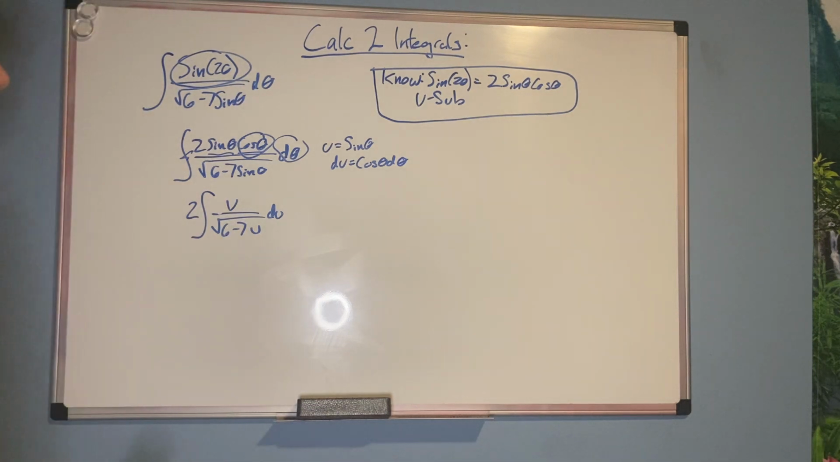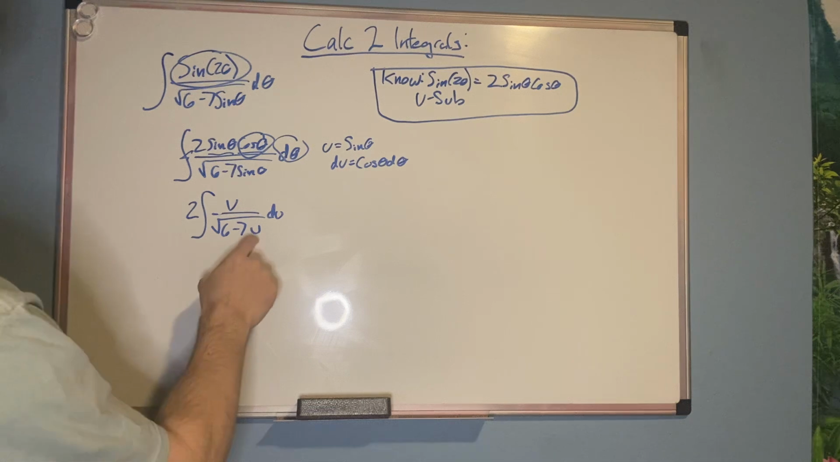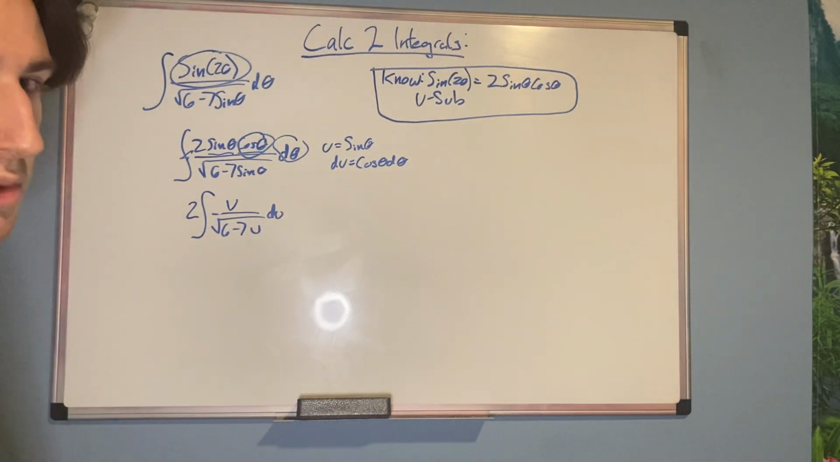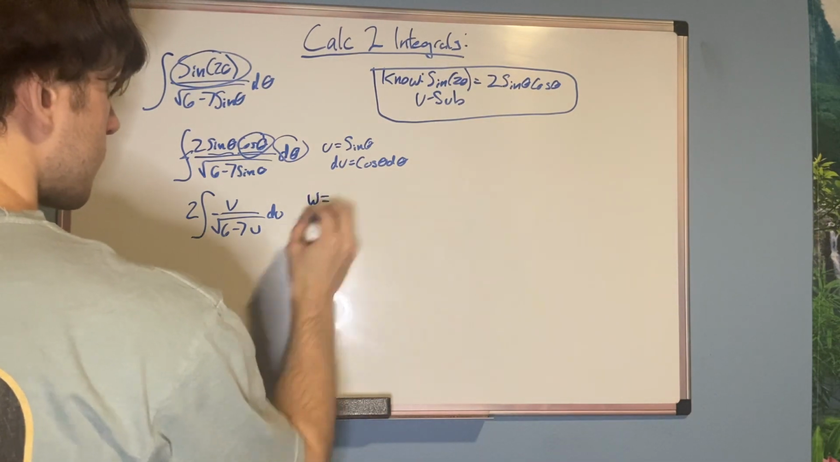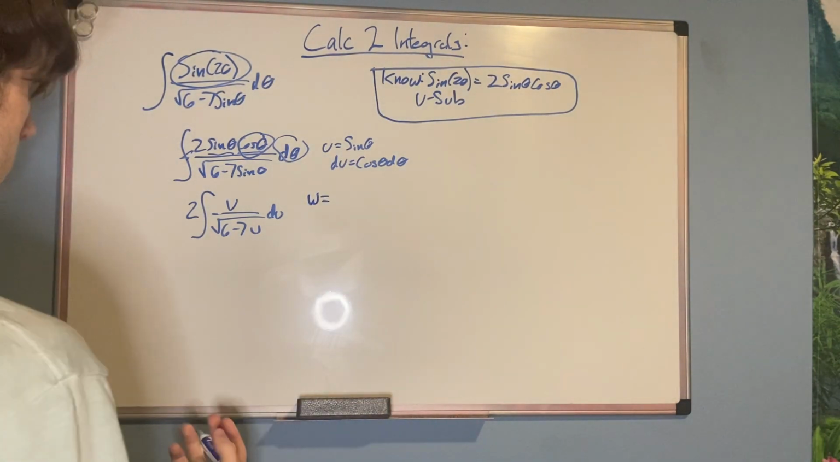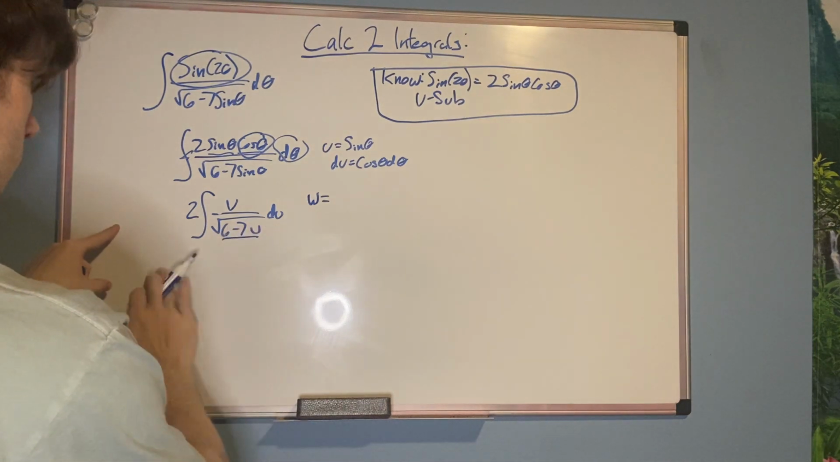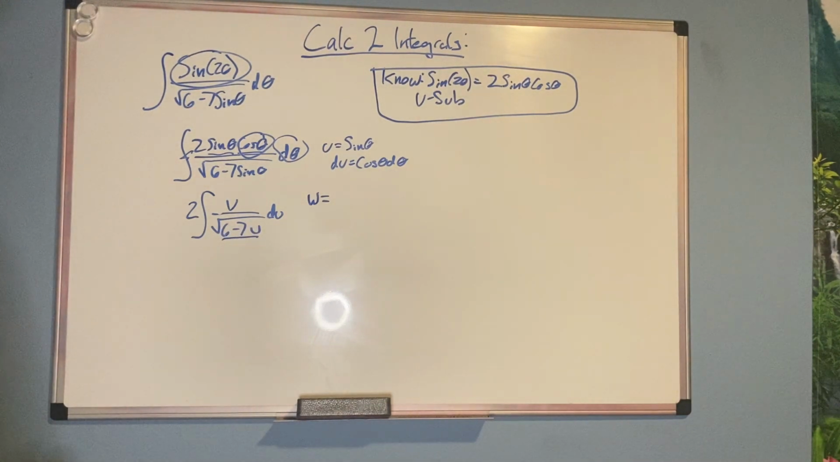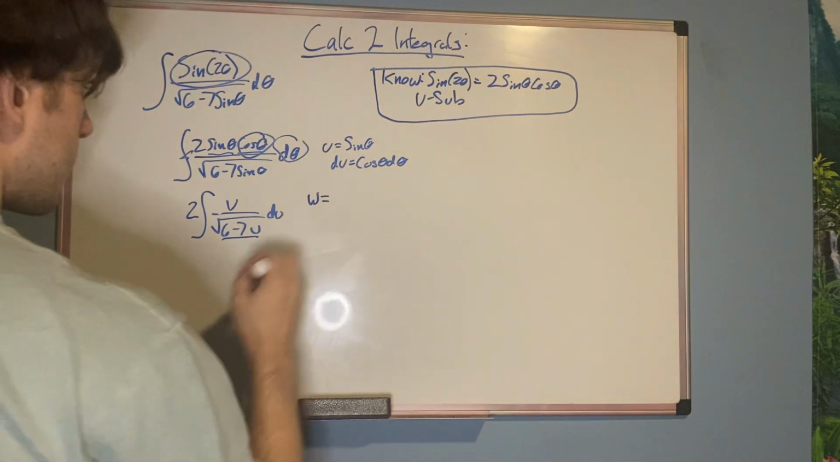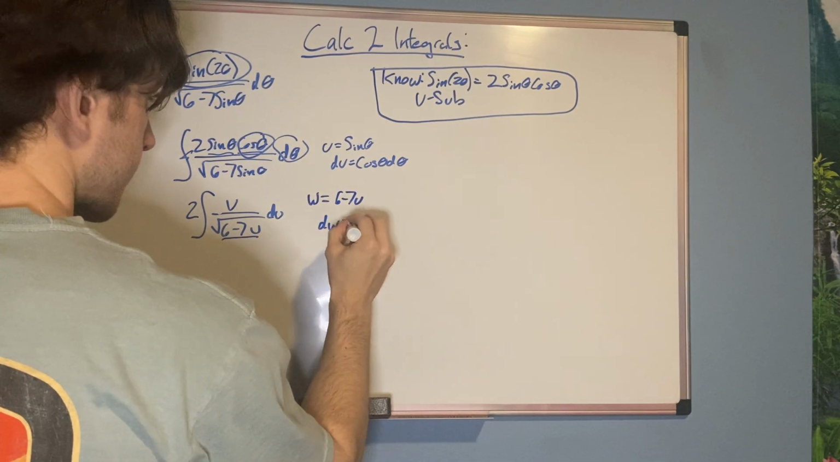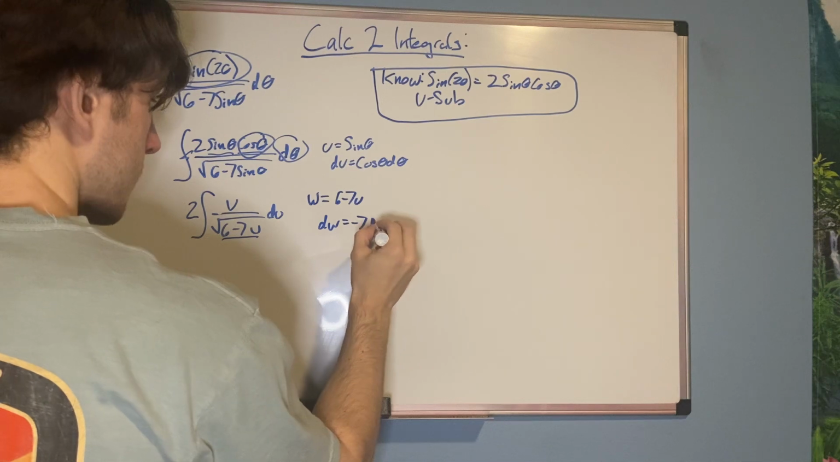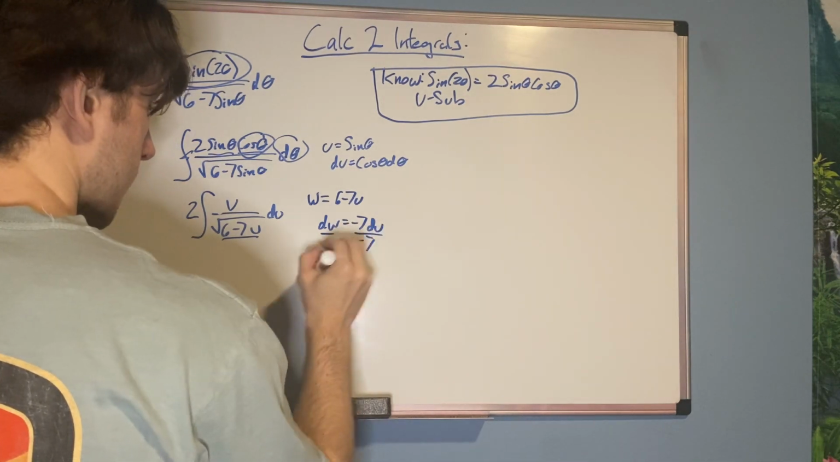So what we can do though is do another u substitution. However, I don't want to use u because we already used a u for our first substitution. So let's pick a different letter. Let's do w. What do we want w to equal? Well, let's pick this under the radical. That seems like an expression that we can take out and it will simplify things. So let's do w equals 6 minus 7u, dw equals minus 7 du, so du is dw divided by negative 7.